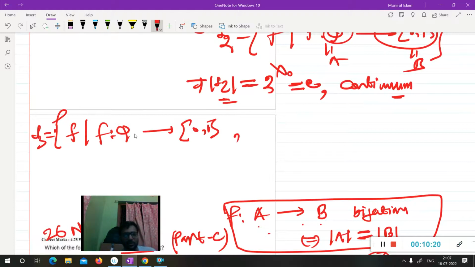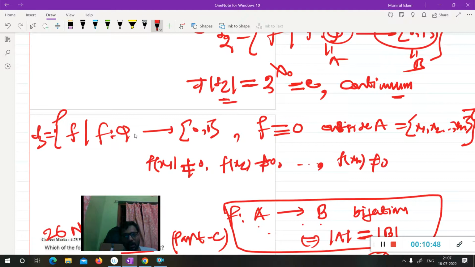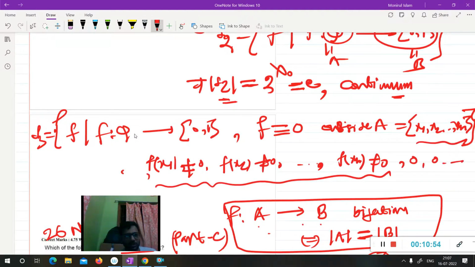But it is not saying only this. There is a restriction: those functions which are vanishing outside a set. You can say f is identically 0 outside a finite set A equal to {x1, x2, ..., xn}, and the values of f at x1, x2, ..., xn are non-zero, but outside this set all values are 0. So the range of f is a countable set.